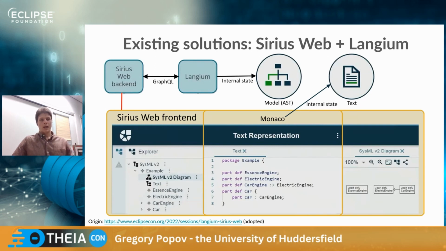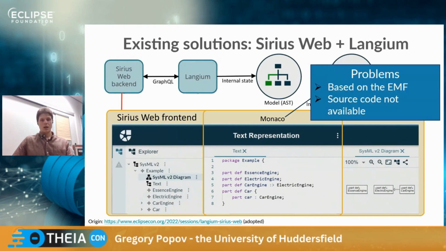And backwards it also works, because Zero sends via GraphQL API an updated AST model to Langium to update the textual presentation. Unfortunately, source code of the solution is not available, and typically Zero's web is also based on the EMF.